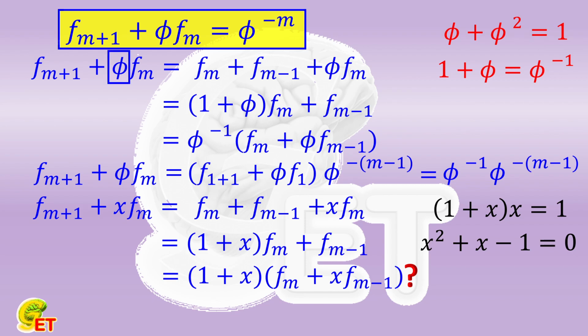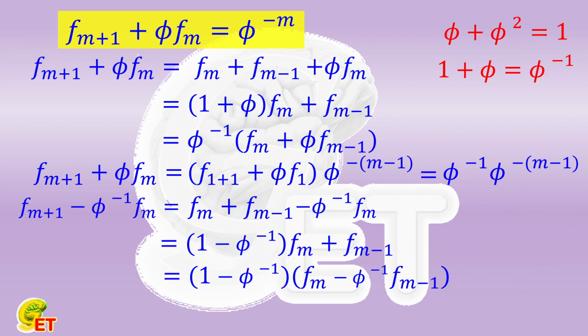Then the other solution must be minus 1 over phi, or in other words, minus phi to the power of minus 1. We replace all the x with minus phi to the power of minus 1. The resulting common ratio is 1 minus phi to the power of minus 1. Going back to the nature of the golden ratio, 1 minus phi to the power of minus 1 is actually minus phi. So the common ratio is minus phi.